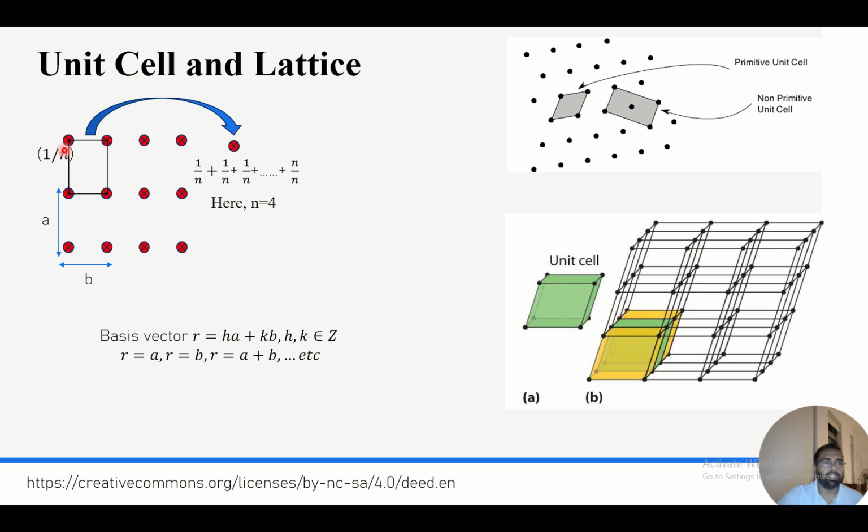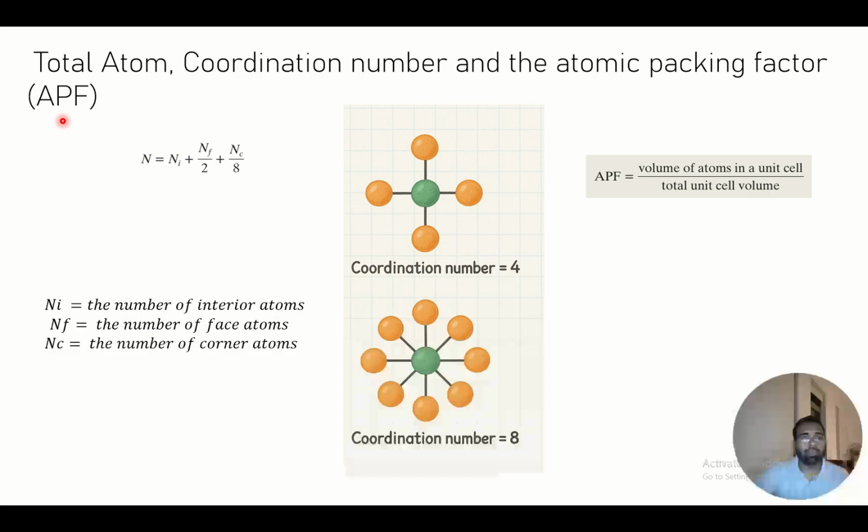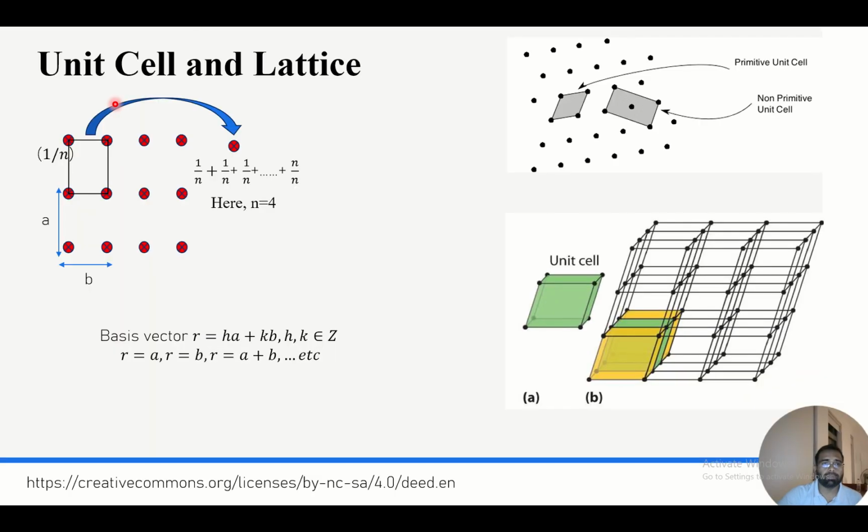So let's say these are points, and with the help of these points we can make a block like this. You can repeat it here, here, and on this side, and then it makes a kind of lattice. The whole structure of points making this kind of net is called a lattice, and this is called the unit cell.